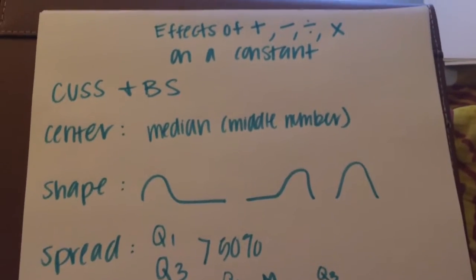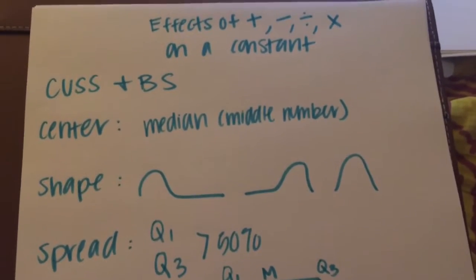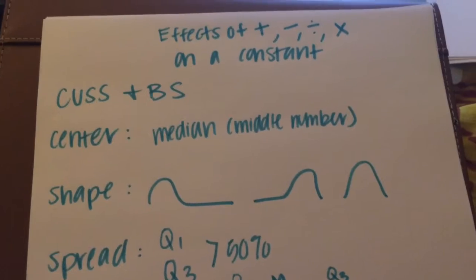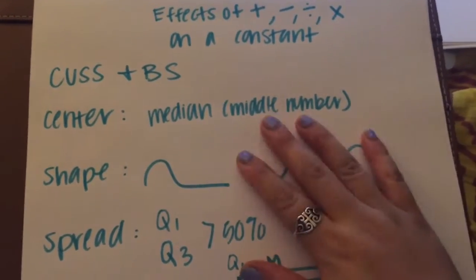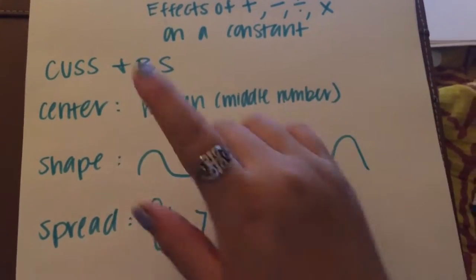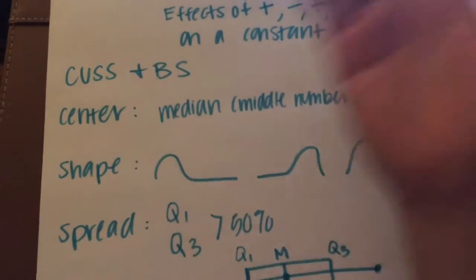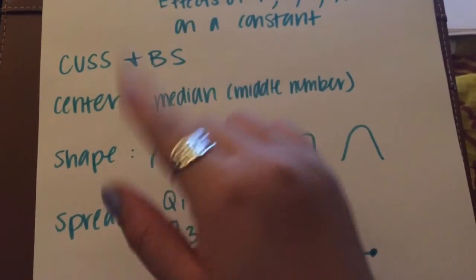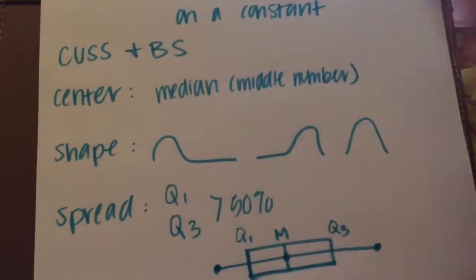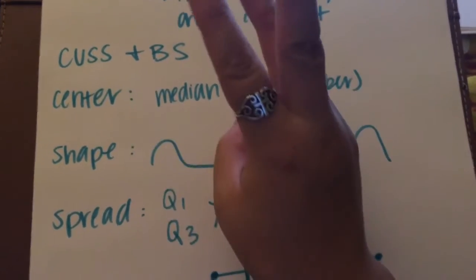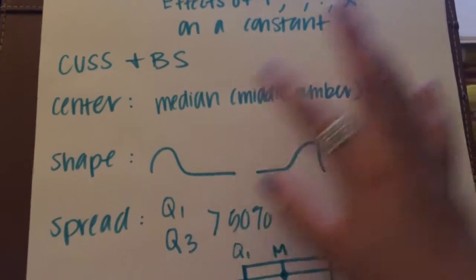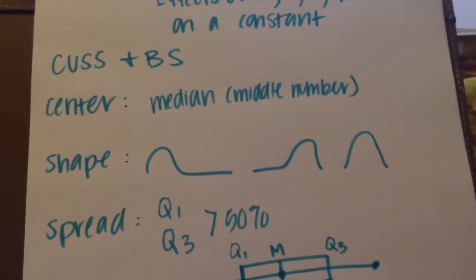It's thorough. So anywho, to get back to the point, the effects of adding, subtracting, multiplying, and dividing on a constant, you got to learn a few things. So CUSS and BS. Ignore the BS. The CUS is the center, shape, spread, and then U is the uniqueness, whatever. But the 3 most important things are the center, shape, and spread, because you got to determine what your graph is going to look like.